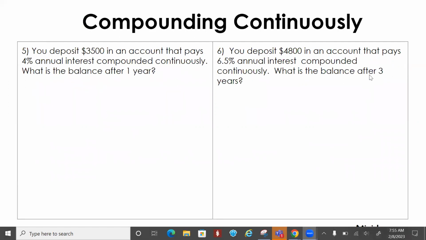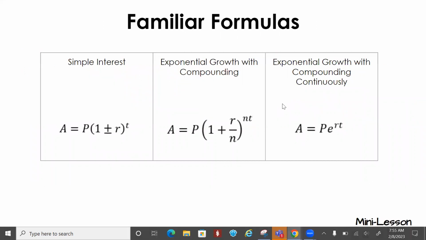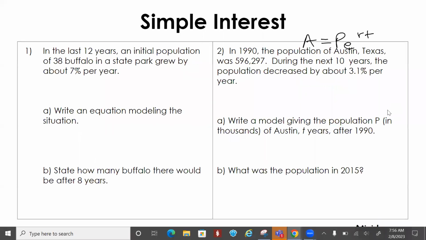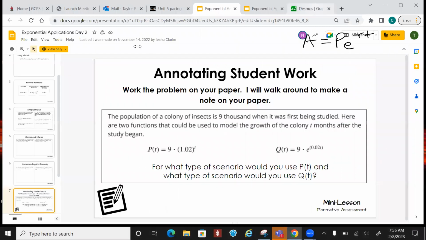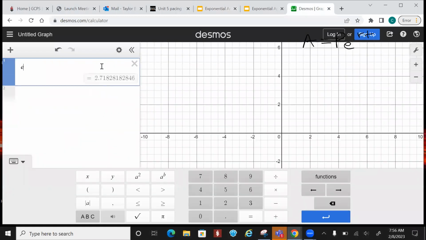Okay, compounded continuously. So looking at the equation for this one, compounded continuously, this is PERT. P-E-R-T. And we just learned about the E, right? How much is E? We learned this yesterday, the day before. What does E represent? What number? Well, if we forget, what can we do? Go into Desmos and type E in and raise it to the first power. So how much is E? 2.718.